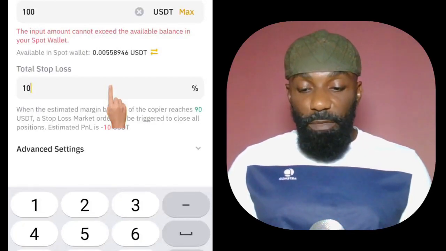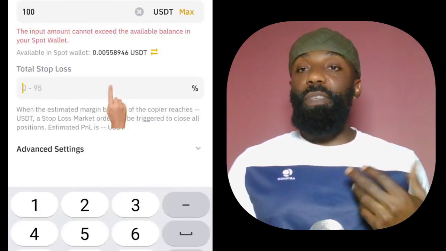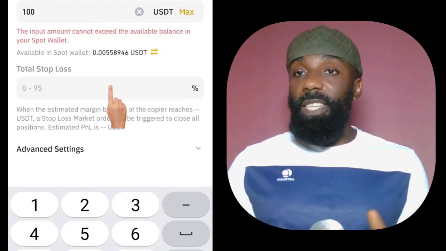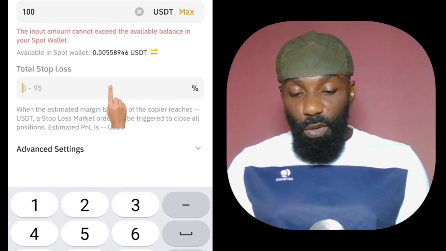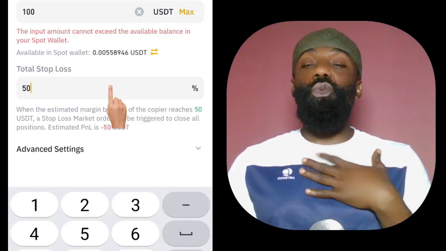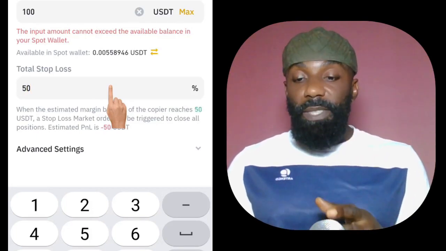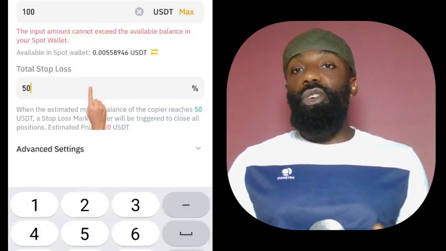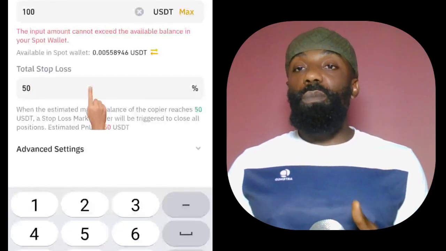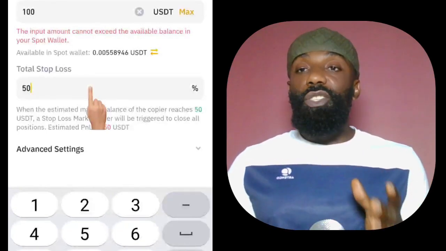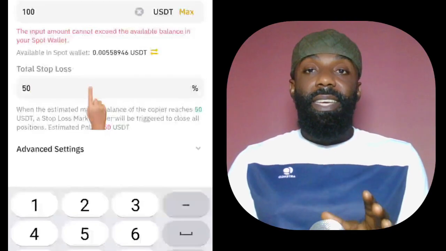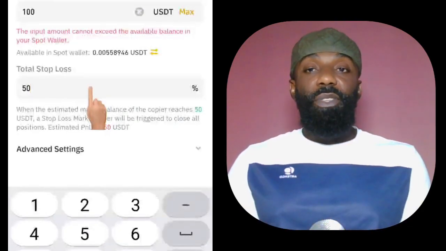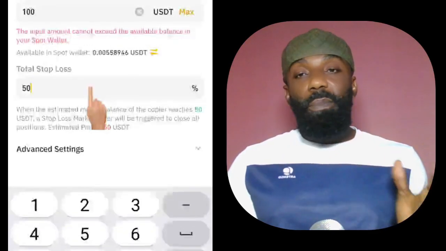But if you say, okay, fine, you want to lose up to, let's say, 50% of your account, peradventure the trade goes against him, which we don't expect, you're going to say 50% is what you can afford to lose. That 50% means $50 out of your $100. So if the trade goes against him and he loses up to $50, the trade is going to close just to help you protect $50 of your account. Meaning you're going to be losing $50 and $50 will be left for you. But we don't expect that to actually happen.